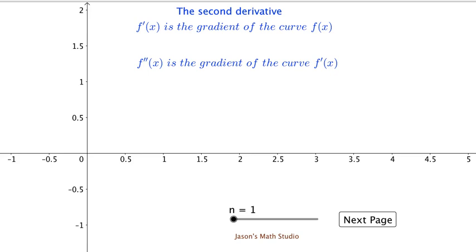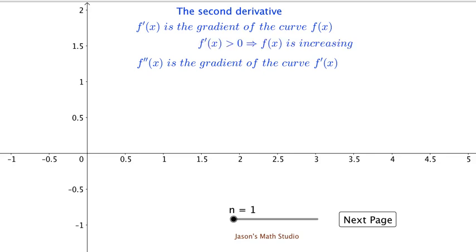In this video, I'm going to talk about the second derivative. The first derivative is a gradient of the curve f of x, and the second derivative is a derivative of the first derivative. So, the second derivative is a gradient of the curve f dash of x.